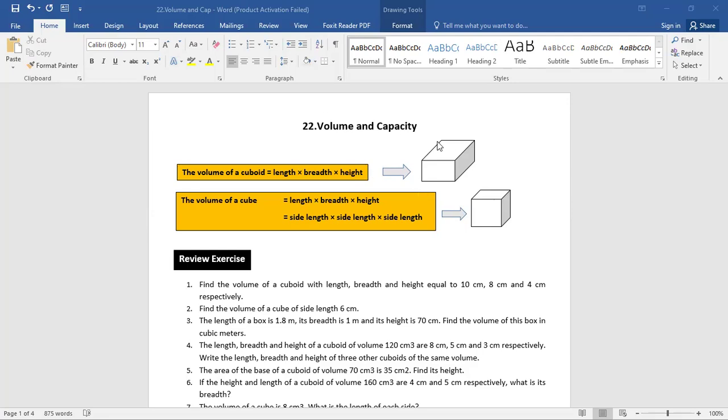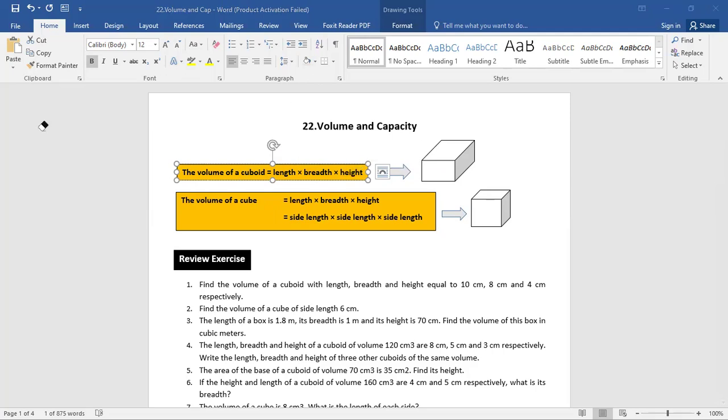Okay, volume and capacity. I hope you have finished writing. So this is from your grade 7. You know these things. Volume of a cuboid: how to find the volume of a cuboid? You have to multiply the length by the breadth and by its height. So what is that?